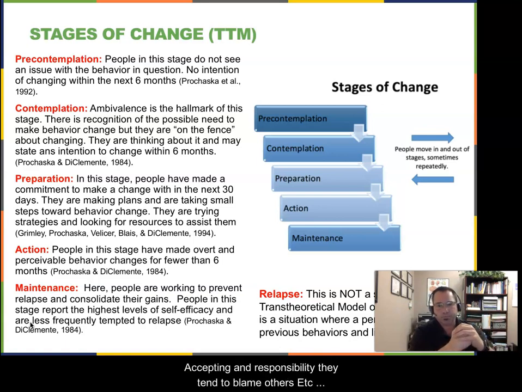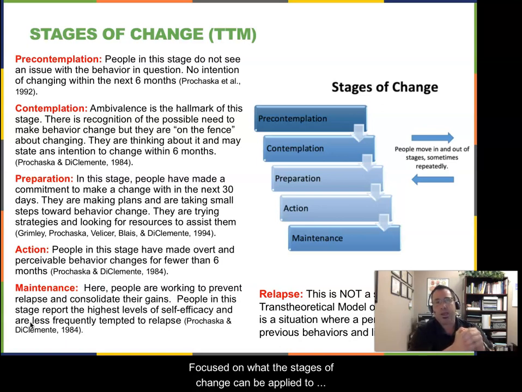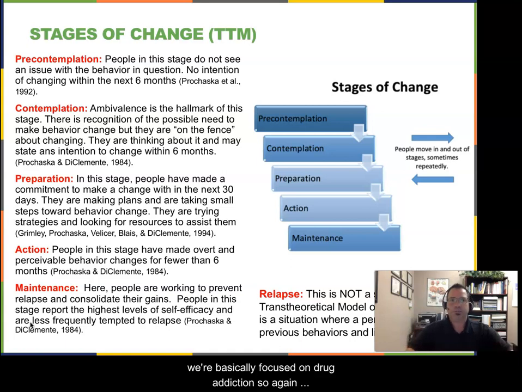They're not accepting any responsibility. They tend to blame others, etc. So they really just don't see an issue with their actual behavior. And by the way, since this is a section on drug addiction, that's mainly what we're focused on. But the stages of change can be applied to any behavior change. Going to the gym, as an example. Changing nutritional habits, as an example. But today we're basically focused on drug addiction. So again, in pre-contemplation, there is no intent to change within the next 6 months. And actually, pre-contemplation can last for a very, very long time.